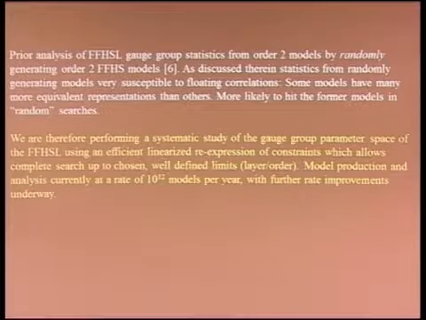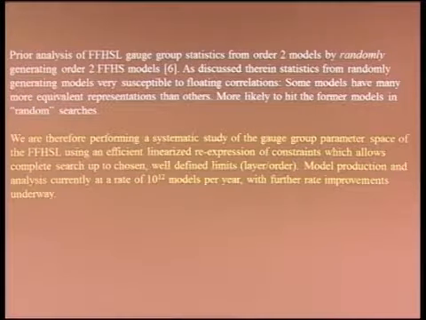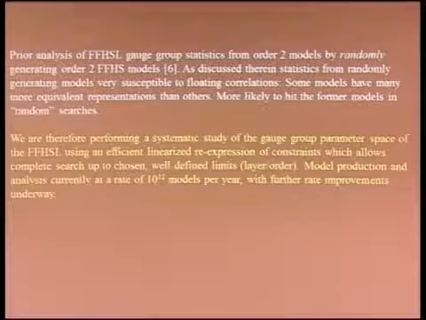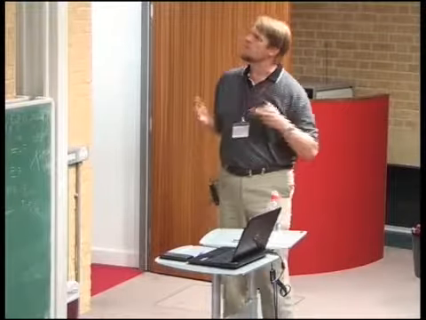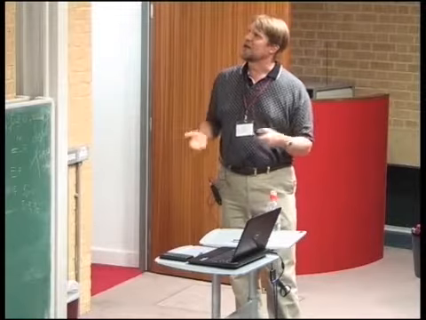And one of the issues that occurred with the order 2 randomly generated models, as discussed in those papers themselves, is that the statistics were from randomly generated models that were very susceptible to flooding correlations. What does that mean? It means that some models have many more equivalent representations than others, and therefore are more likely to hit the former models in random searches.